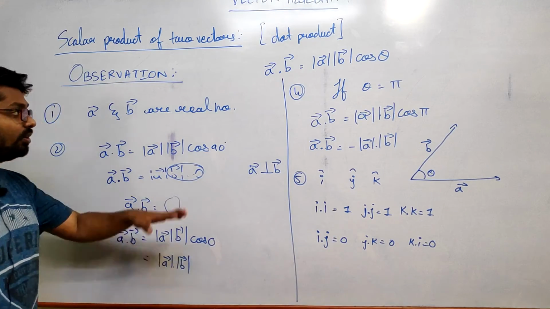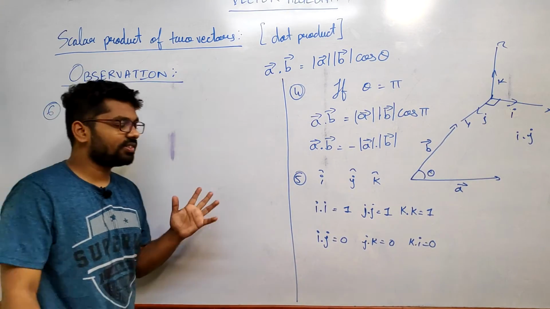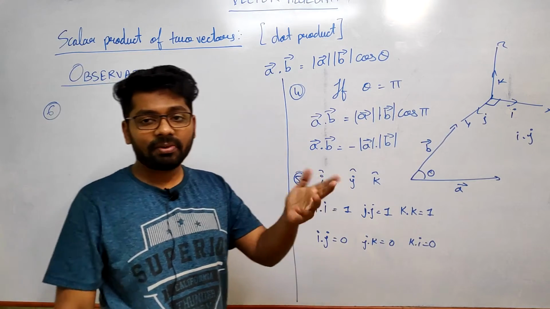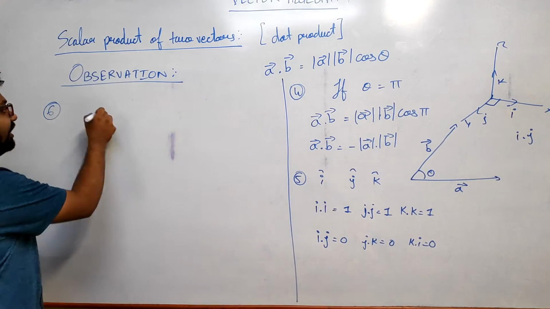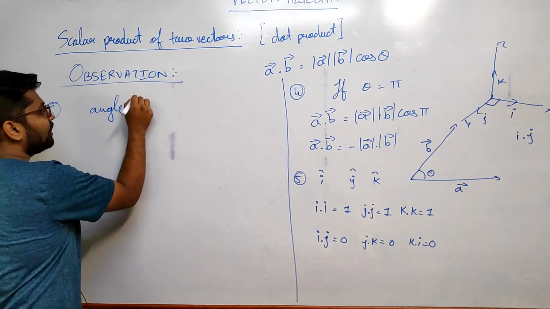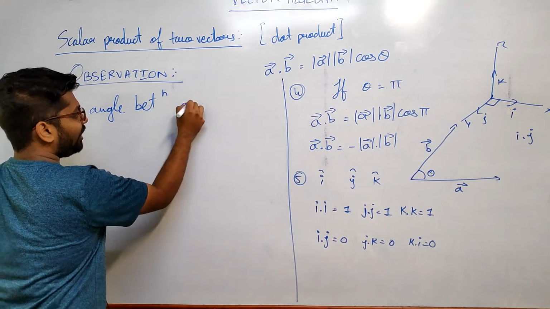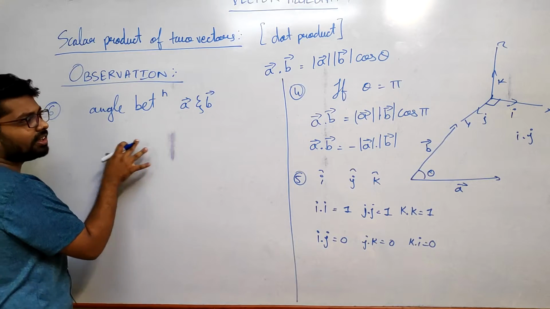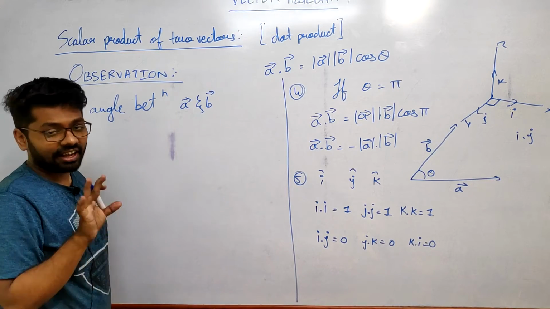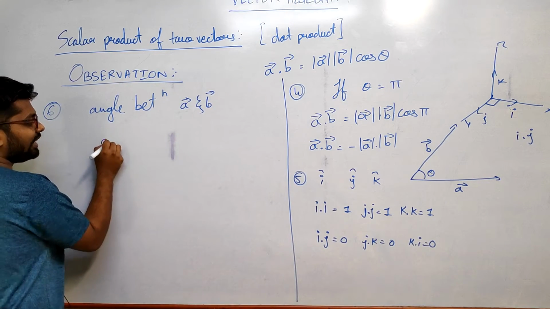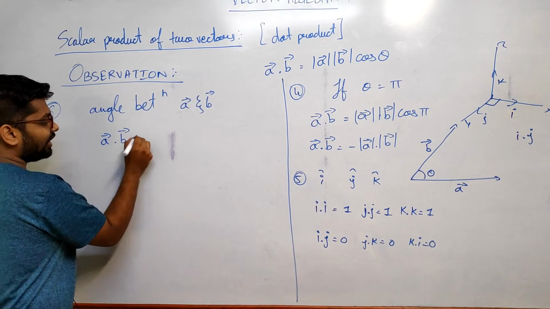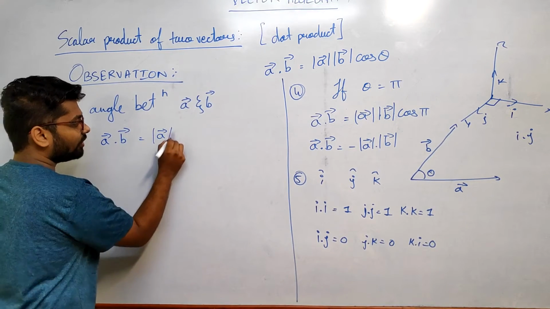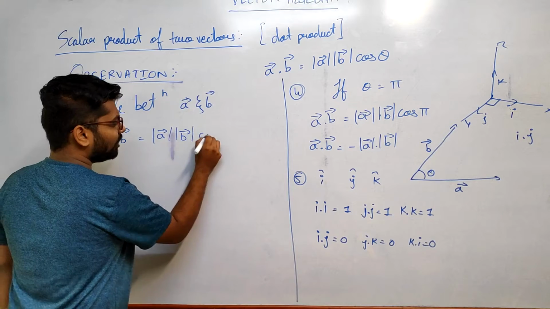I will give another 2. Make a note. So the sixth observation is the angle between two vectors. How are we going to find the angle between a bar and b bar? Now just from the definition itself I will get the angle for you. So what is a bar dot b bar? From the definition it is modulus of a bar modulus of b bar cos theta.